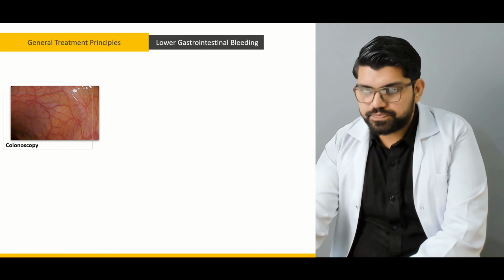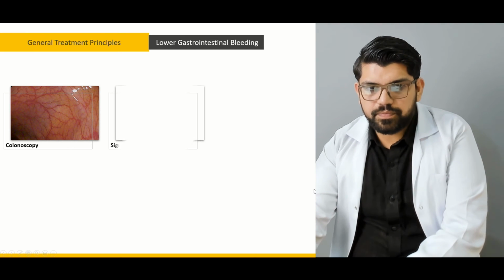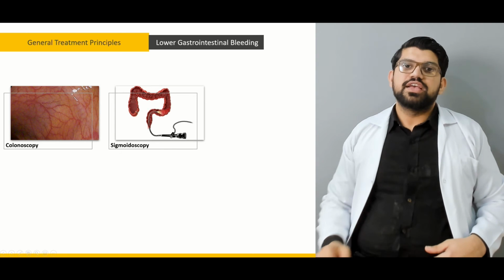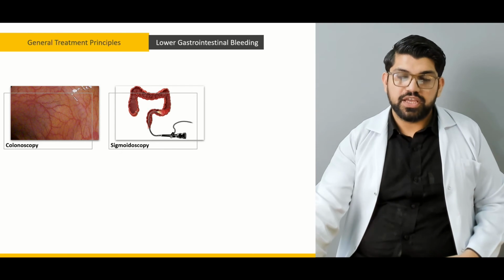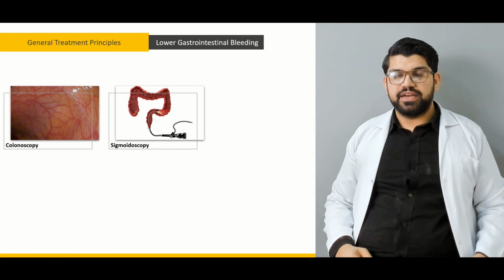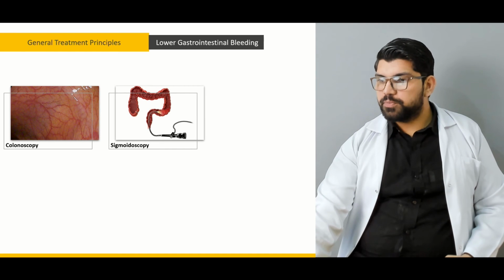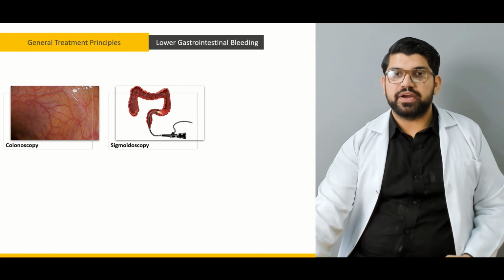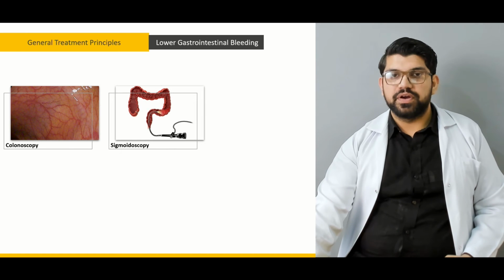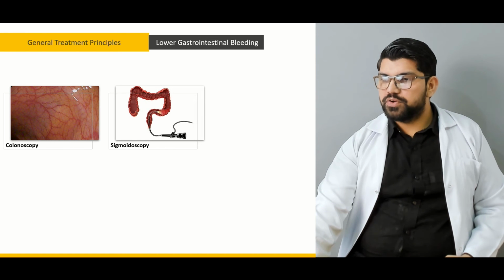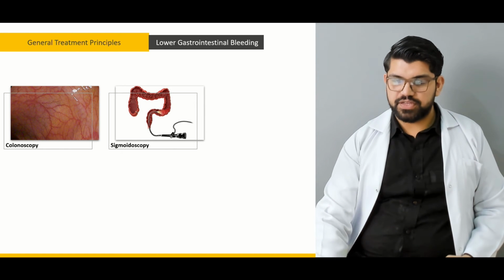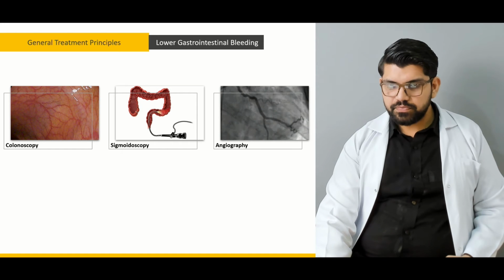Moving on to sigmoidoscopy. Sigmoidoscopy is also used in patients with lower GI bleed, but comparatively to the colonoscopy, sigmoidoscopy is not widely used or widely recommended in patients with lower GI bleed, but could be performed if colonoscopy is not helpful.